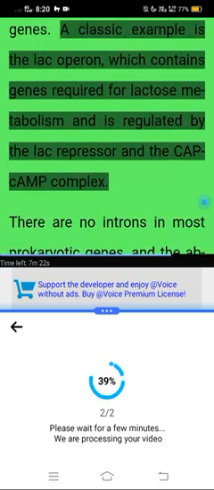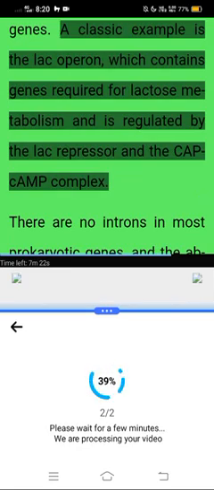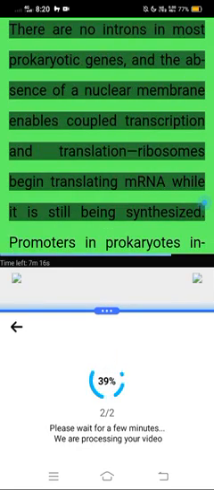A classic example is the LAC operon, which contains genes required for lactose metabolism and is regulated by the LAC repressor and the CAP-cAMP complex. There are no introns in most prokaryotic genes, and the absence of a nuclear membrane enables coupled transcription and translation. Ribosomes begin translating mRNA while it is still being synthesized.